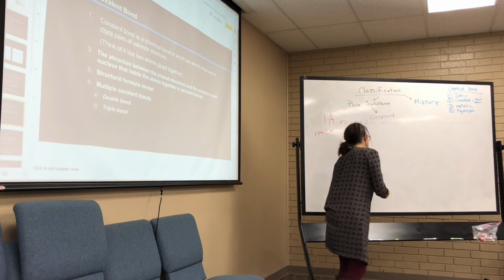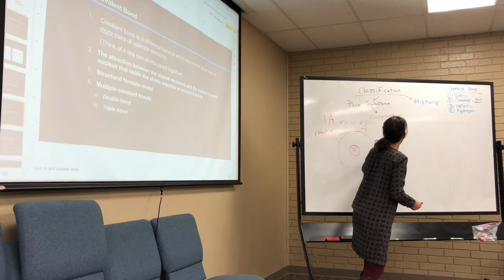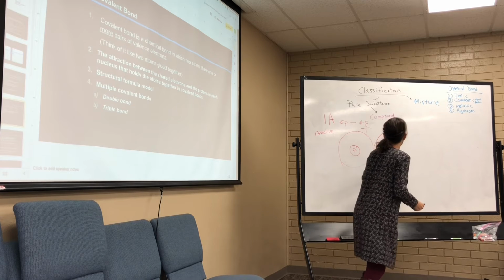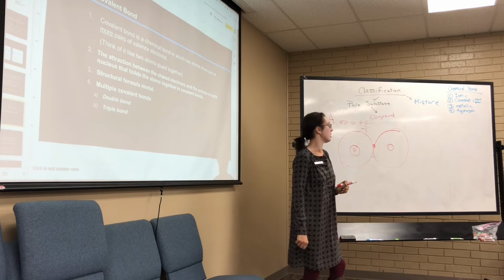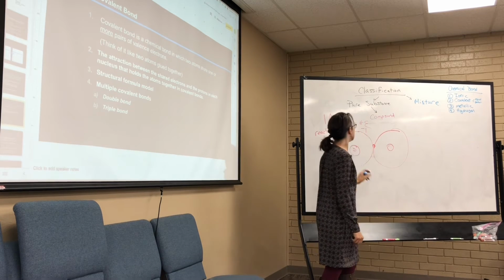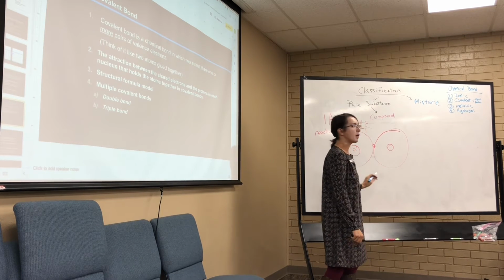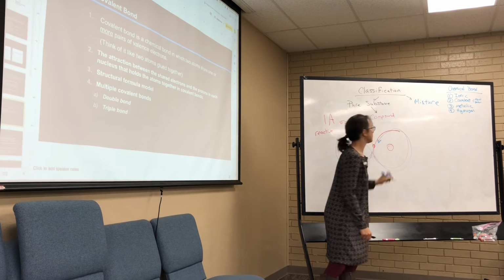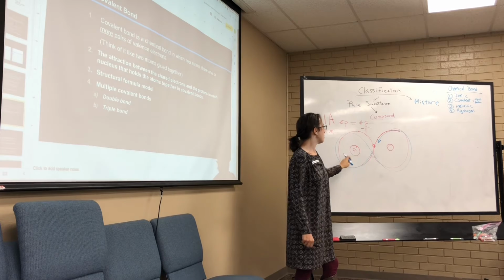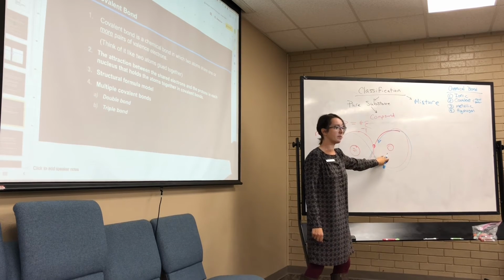Okay. Covalent bonds are where you have a sharing of some electron. So you can think of it, the electron goes around both nucleuses, like in a figure 8 pattern. It's going to be orbiting both of them.